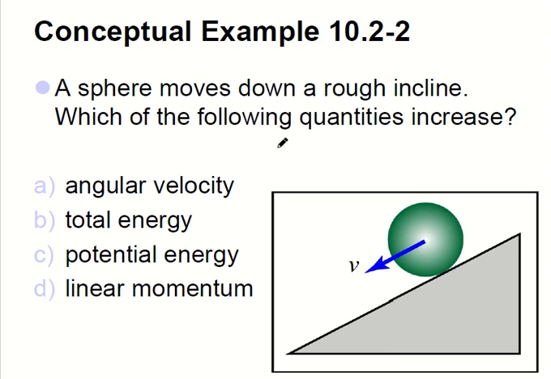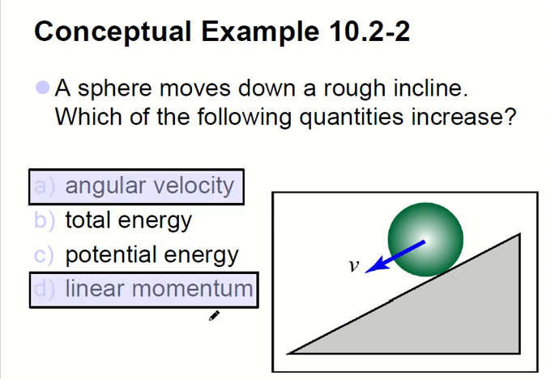Now your sphere is going to move down, but this time you've got friction, a rough incline. Which of the following quantities is going to increase? We definitely know it's translating, so linear momentum. Because we're dealing with friction, it will definitely rotate, so you do have the angular velocity as well. So they will increase. The rest of them stay the same. Energy is conserved. Potential energy decreases.